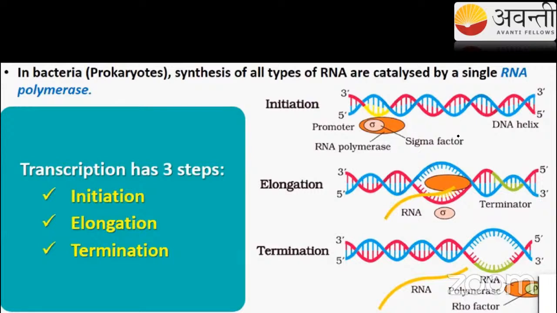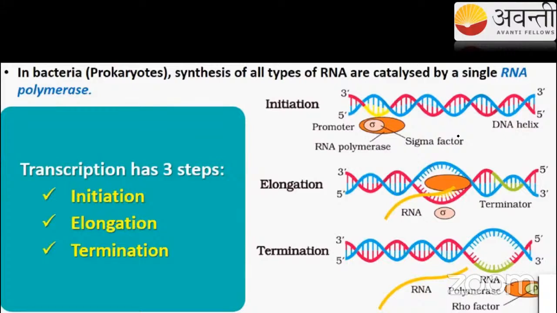So it goes on synthesizing, and when it reaches the termination, it is unable to terminate. It is unable to know where to leave the place. It was searching for where to leave, but it is unable to remove itself and terminate the RNA synthesis. What will it do? It requires another friend. What is that other friend, guys? That is what we call the rho factor.